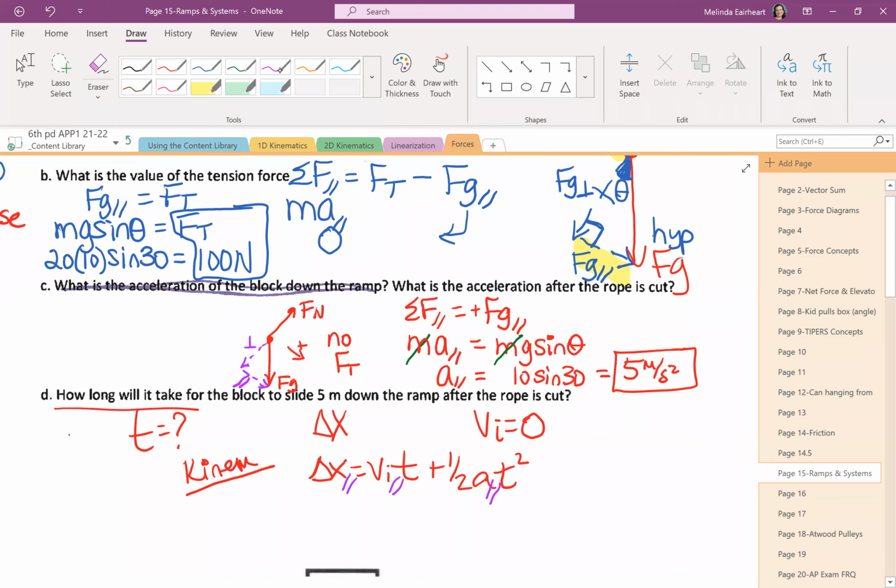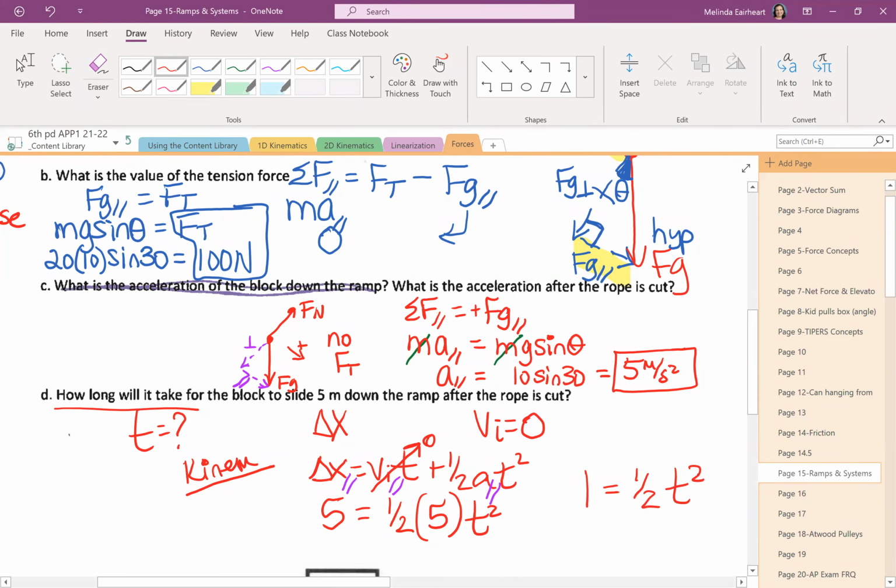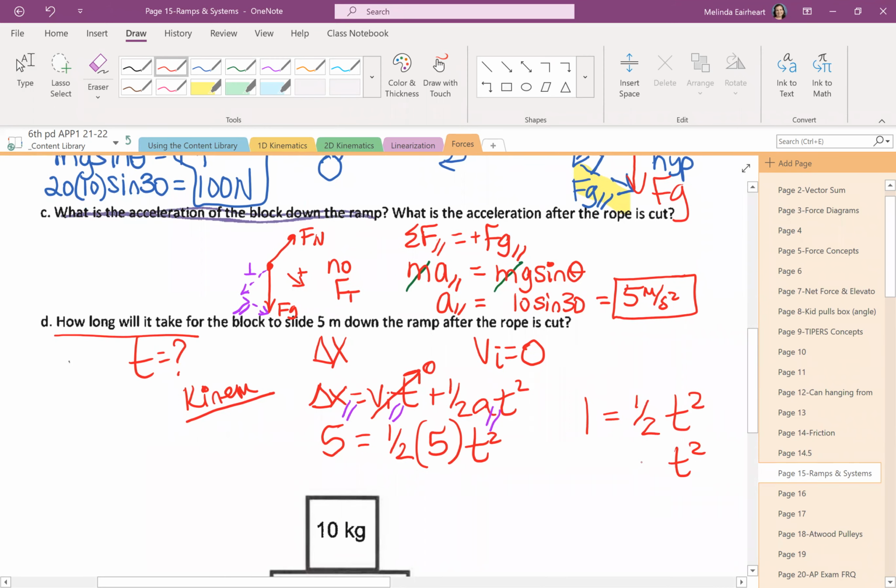Okay. And initial velocity, we said, is going to be 0. So 5 equals 1/2. A is 5, but be careful. Don't just say 5 over 5, 1. Square root of 1 is 1. That's wrong. It does reduce. We would get 1 equals 1/2 t squared. T squared would equal 2. Square root of 2 is 1 point. Punch it out. Square root 2. 1.4. Good.